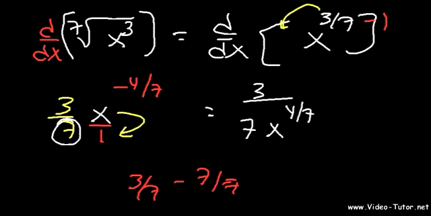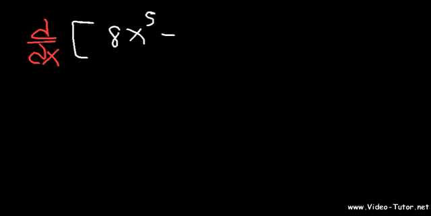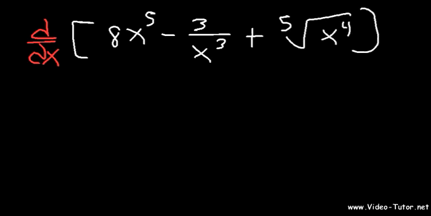And now convert it back to its radical form. So it's 3 over 7. This is the index number. So the 7th root of x to the 4th power. That's the answer for that example. So let's see if we can put this all together. So go ahead and find the first derivative of this function. 8x to the 5th minus 3 over x cubed plus the 5th root of x to the 4th.